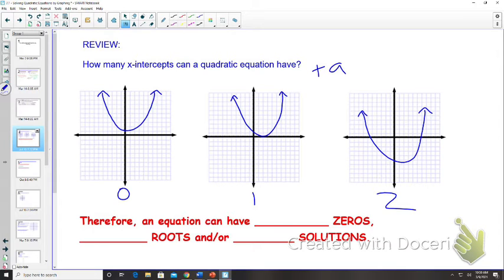Okay, so if we can have 0, 1, or 2 roots, or x-intercepts, or zeros, therefore, an equation can have 0, 1, or 2 zeros, 0, 1, or 2 roots, and 0, 1, or 2 solutions, okay? Sometimes there will not be any solutions because our parabola does not cross the x-axis, right?